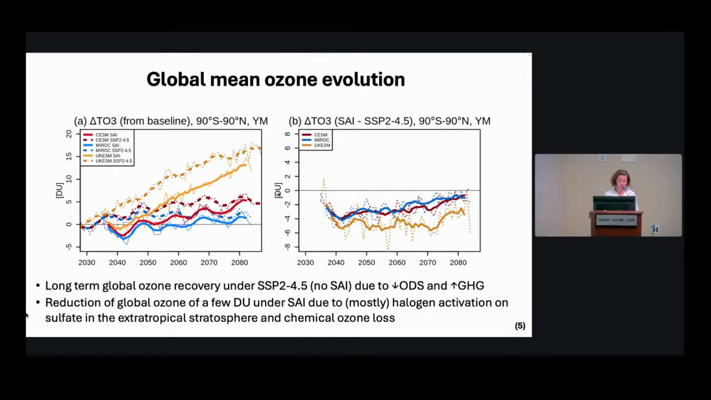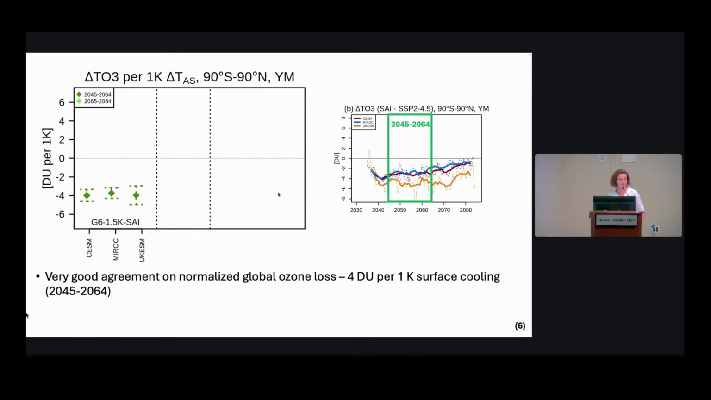Now, remember, these models have different levels of greenhouse gas-induced warming that are being offset with stratospheric aerosol injection, and these require different levels of SO2 that is injected. So what I want to do is take the ozone loss simulated in each model and scale it with the magnitude of the SAI-induced surface cooling. I do it for an example period in the mid-century, 2045 to 2064. And what we find is that the models agree remarkably well, all showing around 4 Dobson unit global mean ozone loss per 1 Kelvin surface cooling being offset.